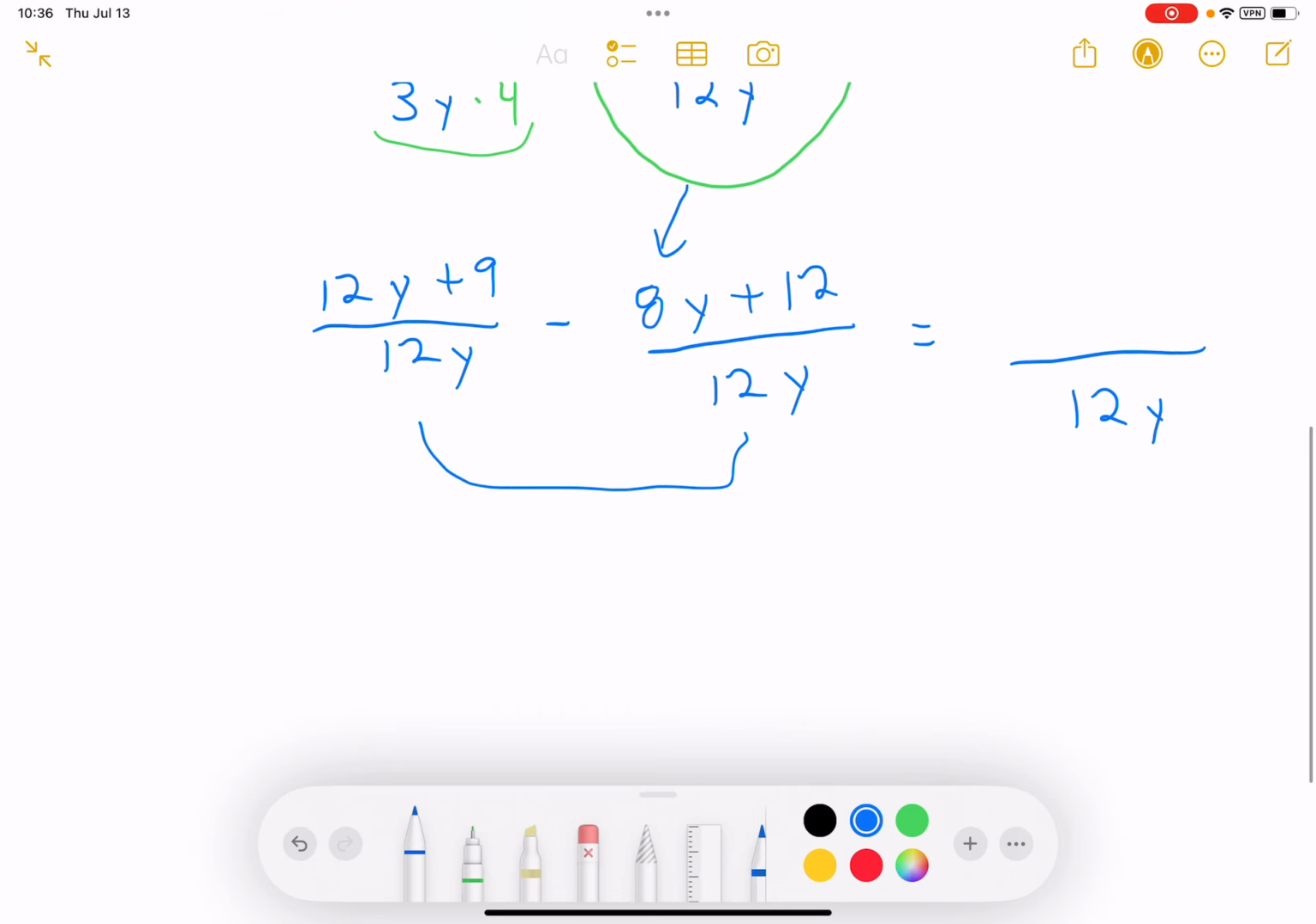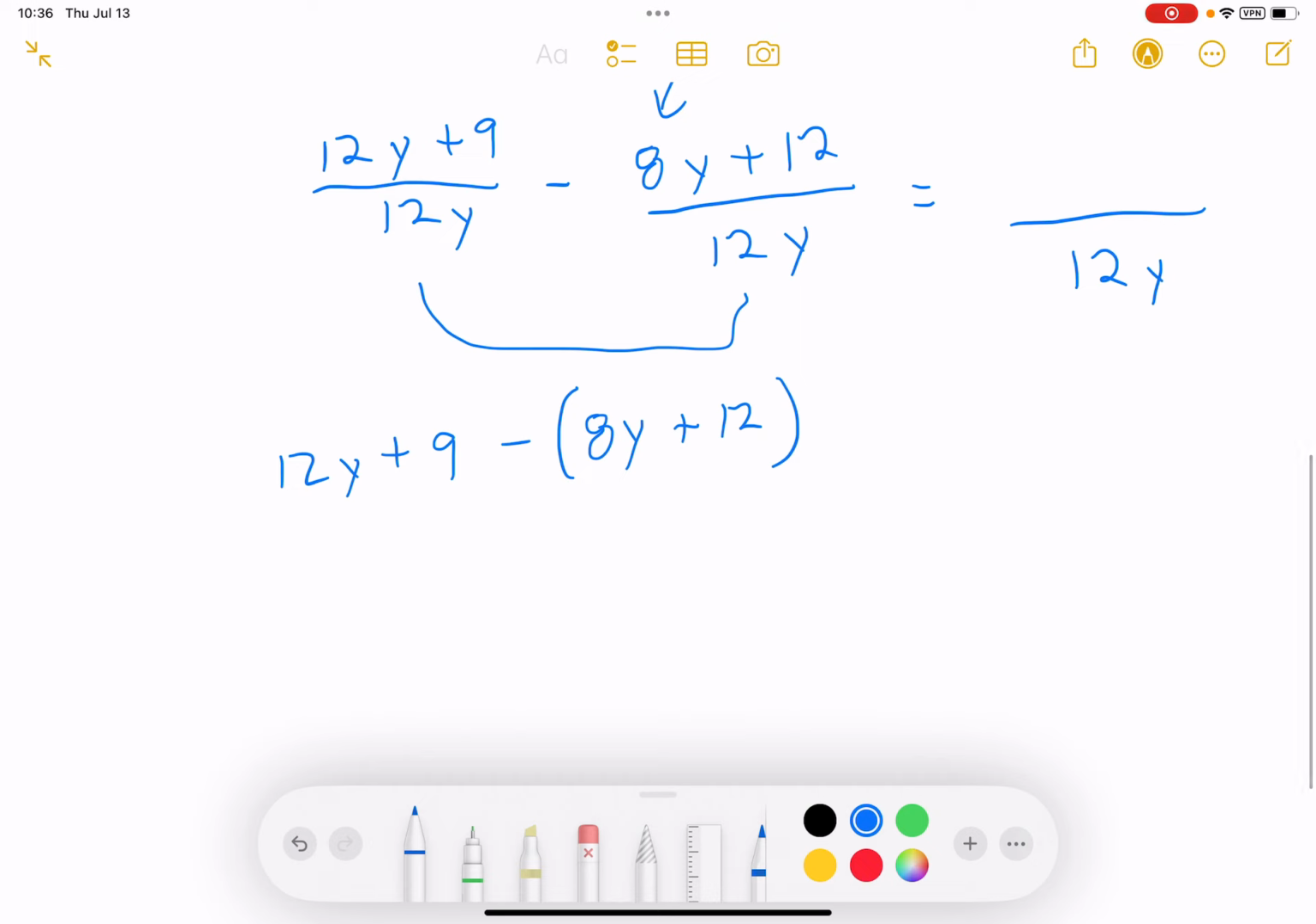And really what we're doing here is we're going to do 12y plus 9 minus, now we have to put this in parentheses, okay, because we have to distribute, minus 8y plus 12. So how would we do that? I'm just going to rewrite it, make it simple. But this part, it's really like multiplying everything by a -1, right? So we have a -8y, right? Negative 8y, and a minus and a positive makes a negative, right? Minus 12.